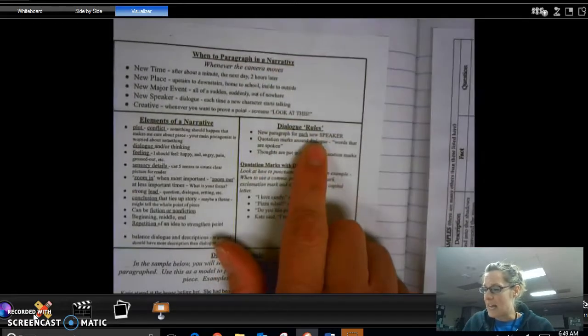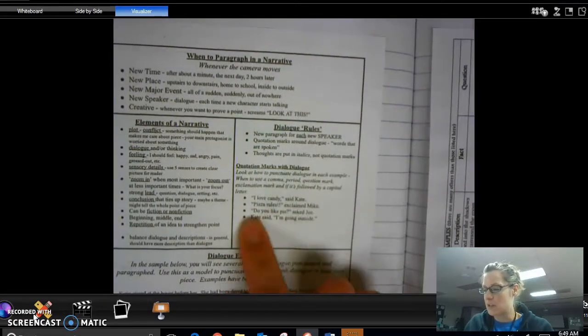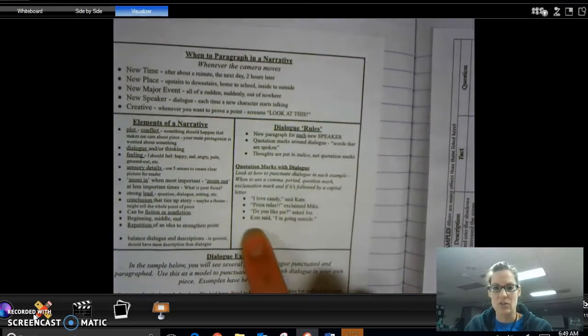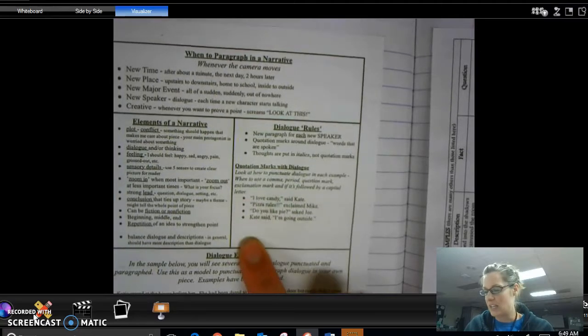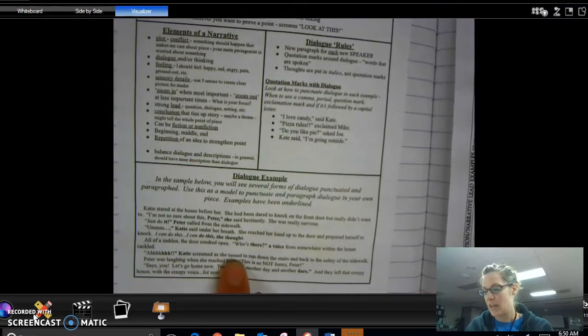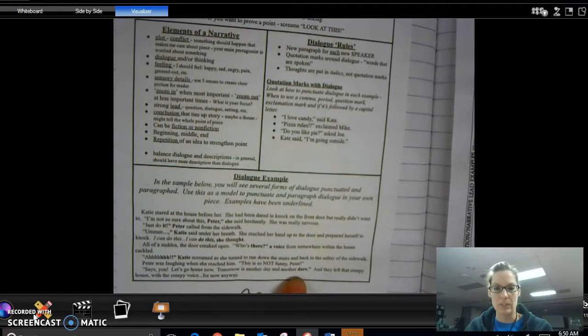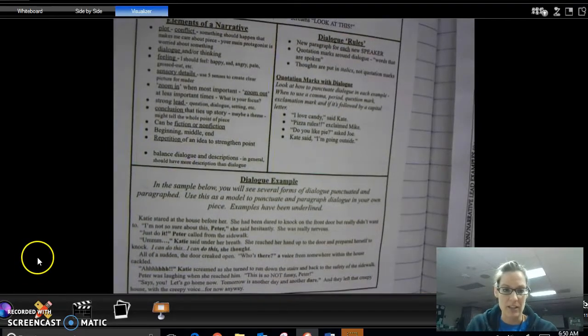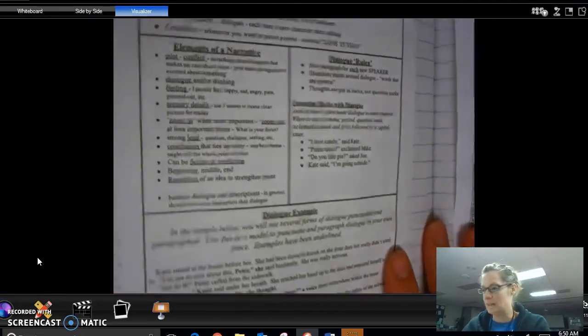Then we have here dialogue rules. There's punctuated dialogue here as you start getting into that. So take a look as you go, and then there's a dialogue example down here. So you can kind of see the bolded parts. That's where the dialogue is punctuated for you to take a look at.